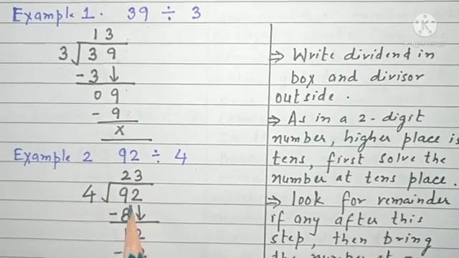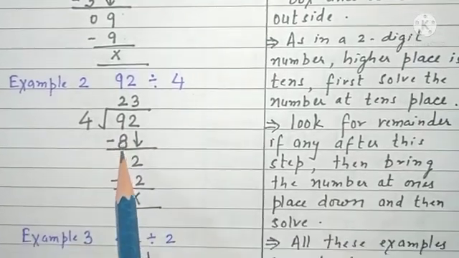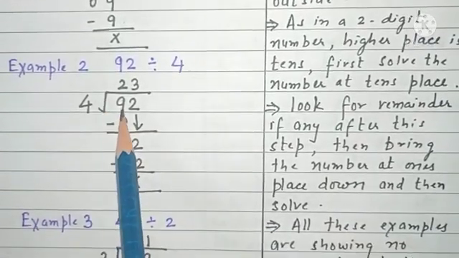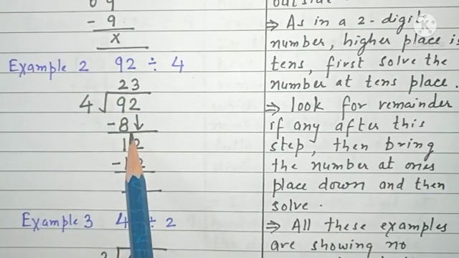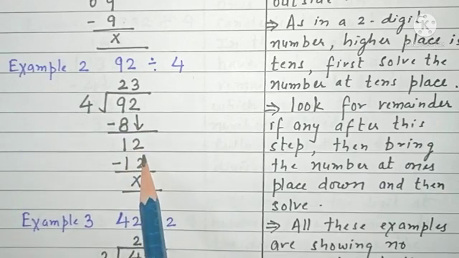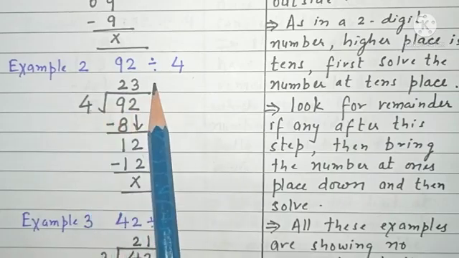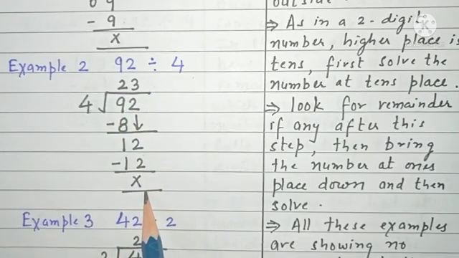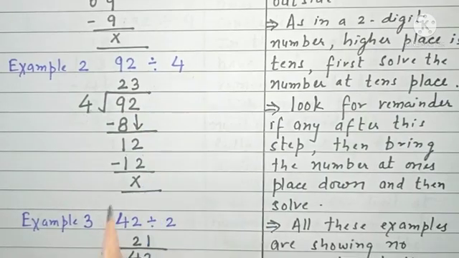Now first of all, look for 9 in the table of 4. 9 doesn't come in the table of 4. So it is 4 2s are 8. We have to take the number which is slightly smaller. So 4 2s are 8. 9 minus 8 is 1. Putting 2 down, the number is 12 now. In the table of 4, need to look for 12. 4 3s are 12, and no remainder here. And the quotient is 23.